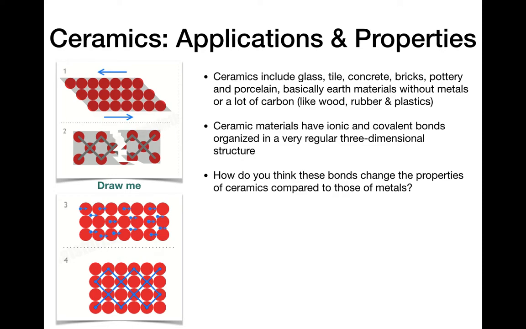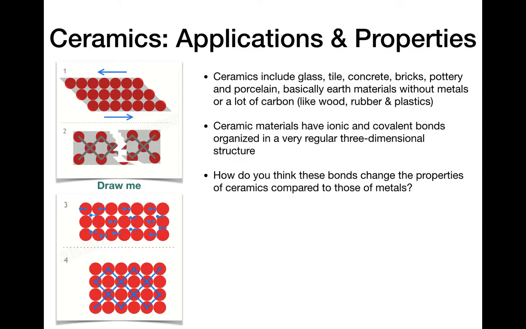So how do you think those bonds change the properties of ceramics compared to metal? In ceramics we have both ionic and covalent bonds, and in metals we have metallic bonds. So which ones are stronger, and how will that change the properties?